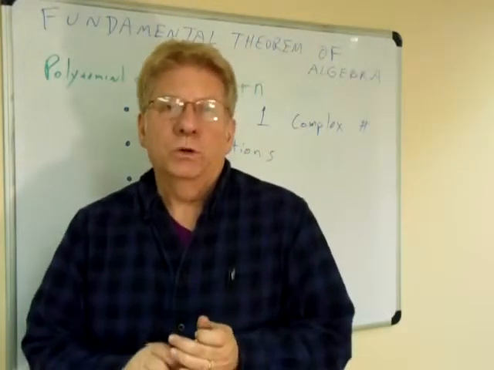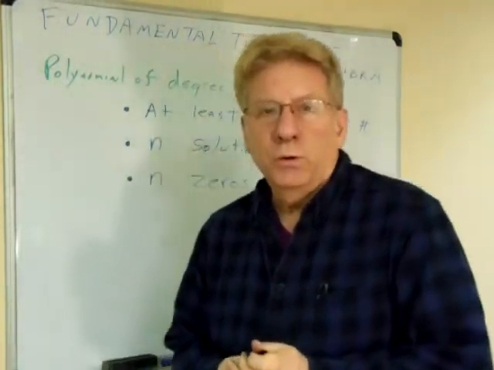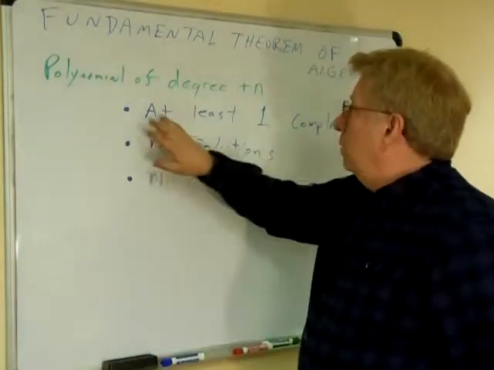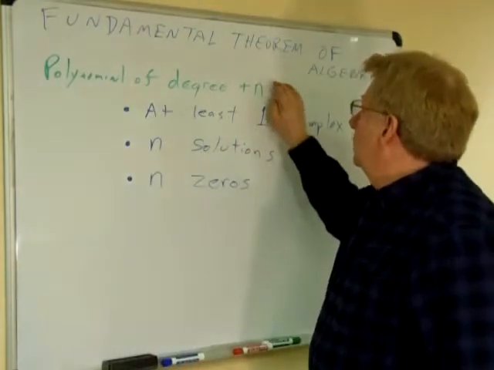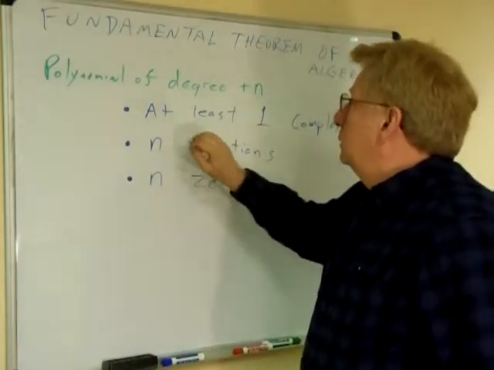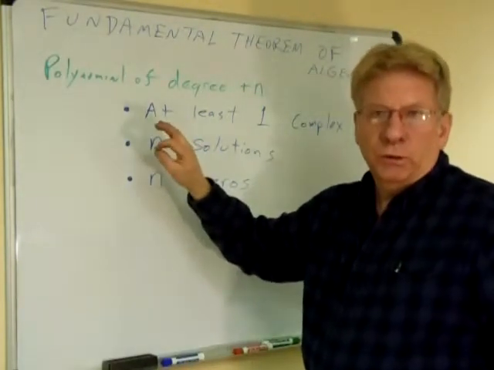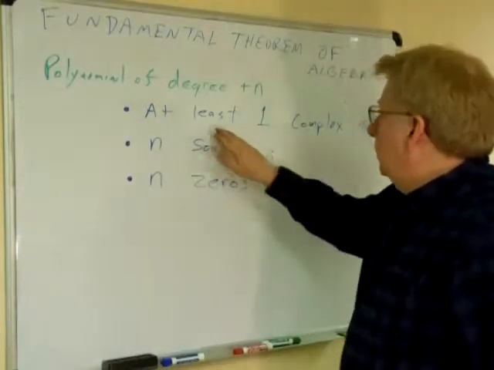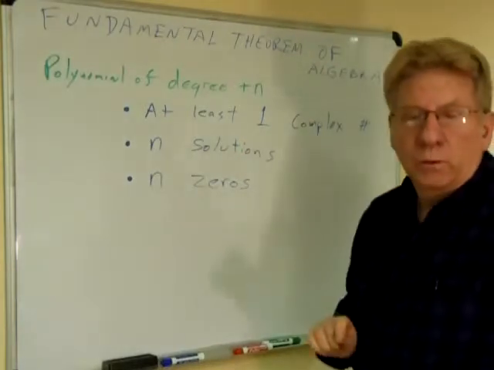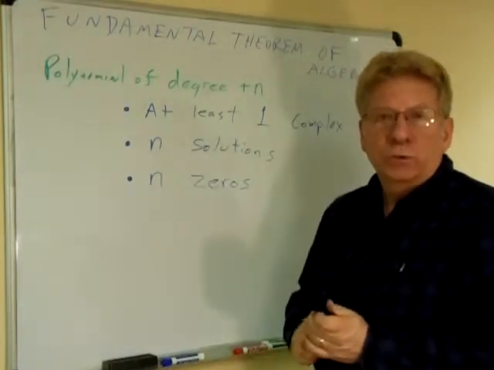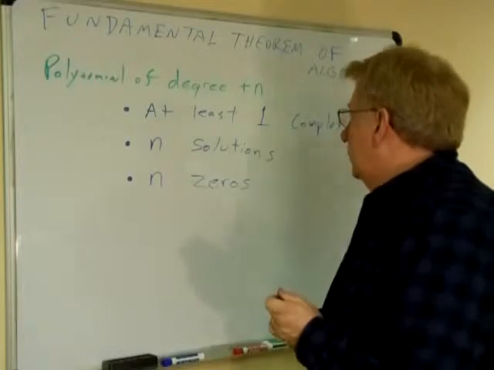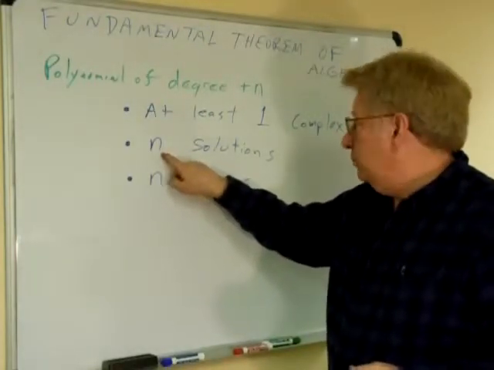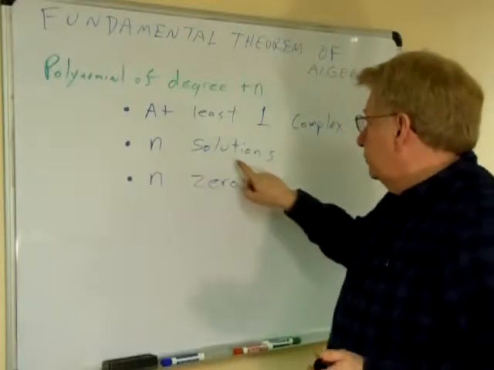In this video, we're going to discuss the fundamental theorem of algebra and a polynomial of degree positive n. So if the highest exponent is a positive value, then we've got at least one complex number that will be a root or a factor. And we'll have a total of n solutions. N is the highest exponent, assuming it's positive.